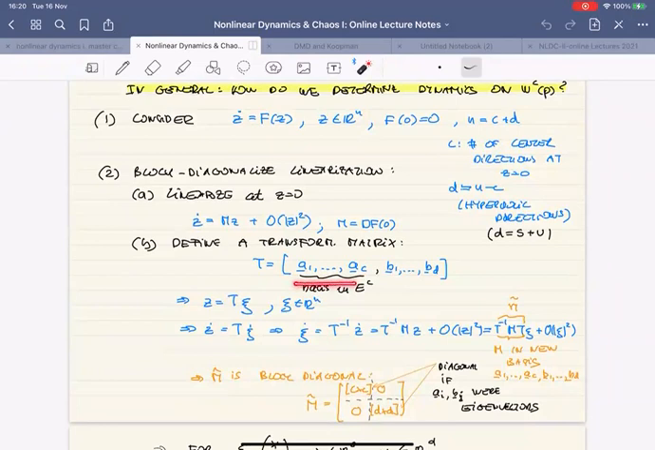Namely, you pick a basis in EC. Mind you that these don't have to be actual eigenvectors of your linear part. It's just a basis that spans the center subspace, and also a basis that spans its orthogonal complement, the span of the hyperbolic directions. And then we introduced a linear change of variables, right? Z equals TC, which then will separate these two directions.